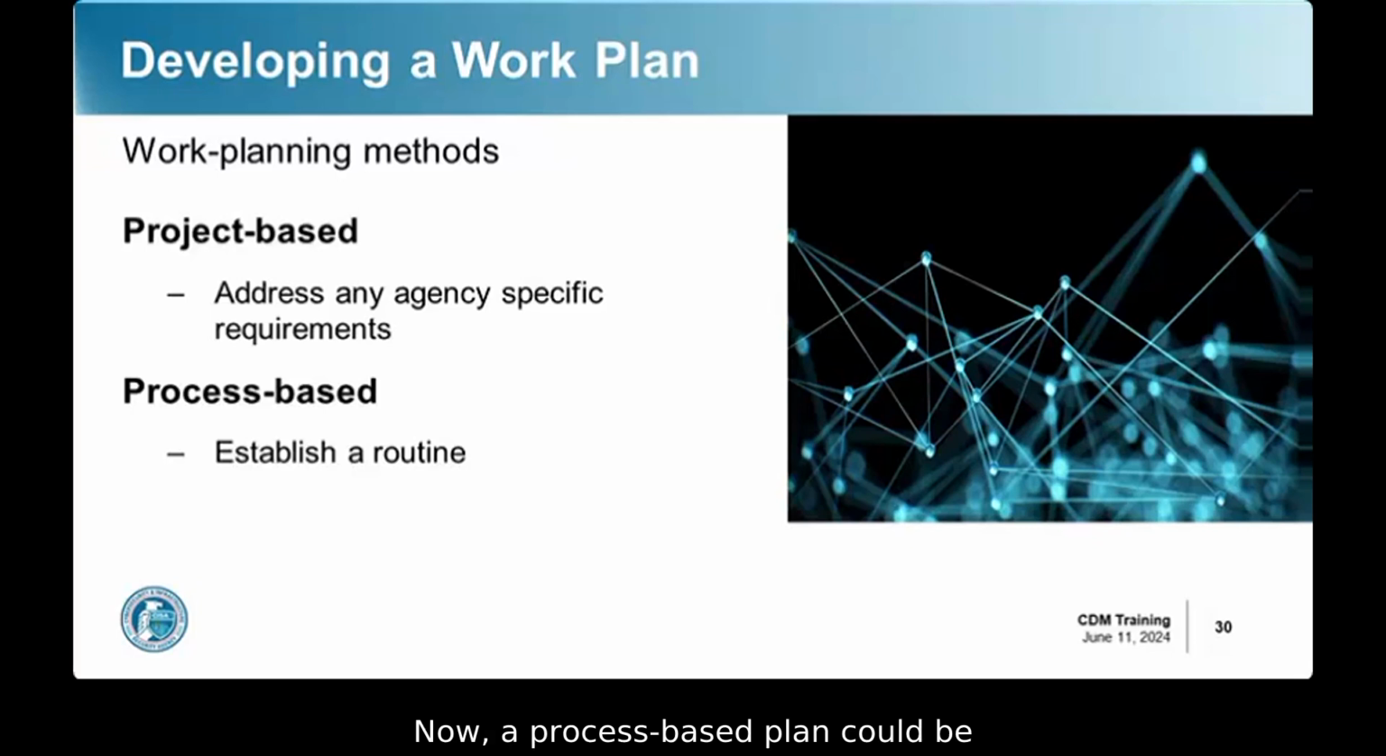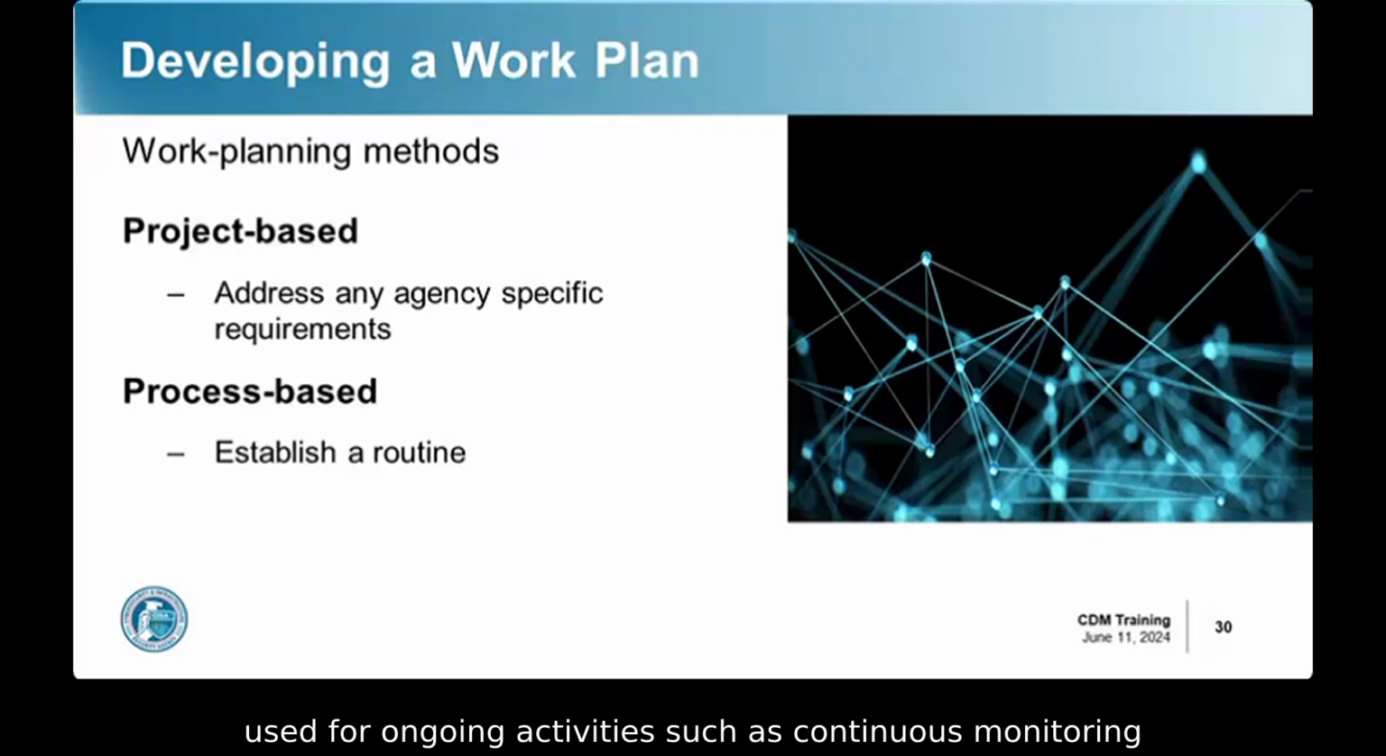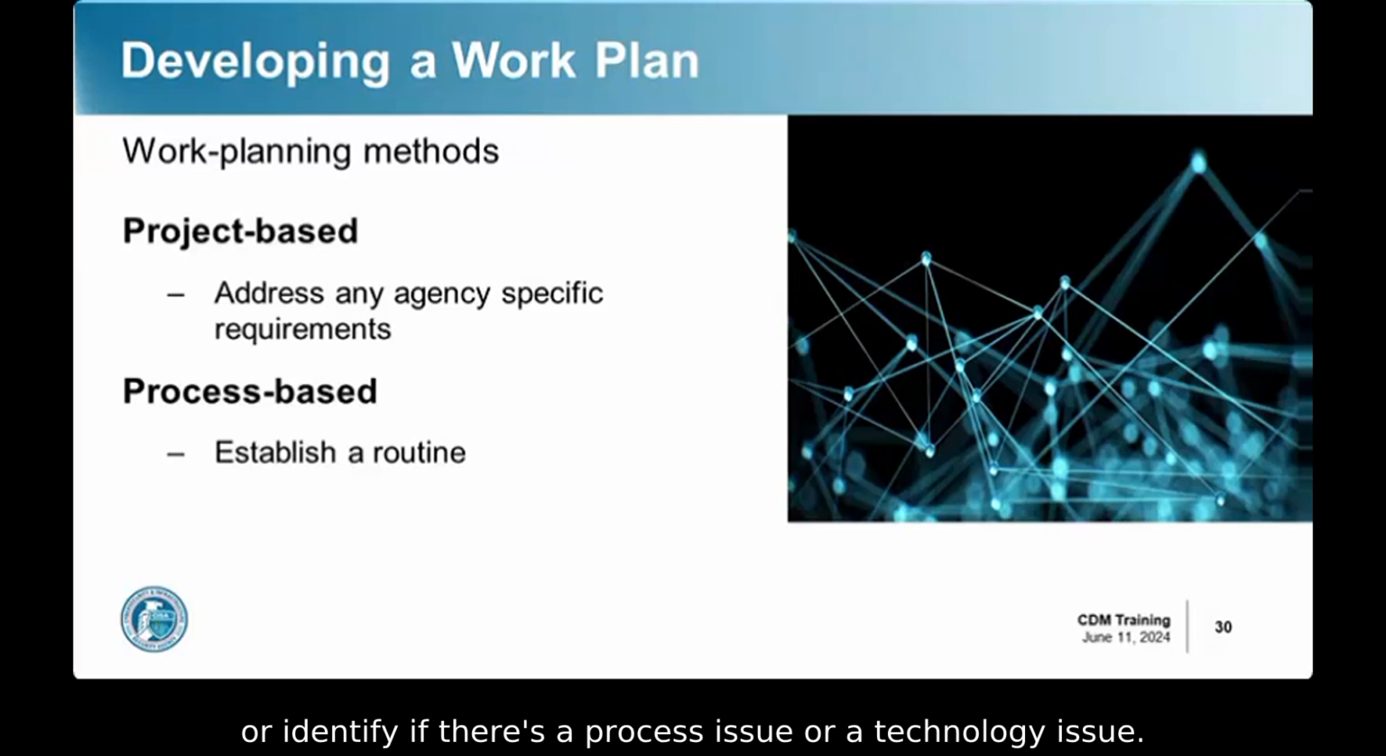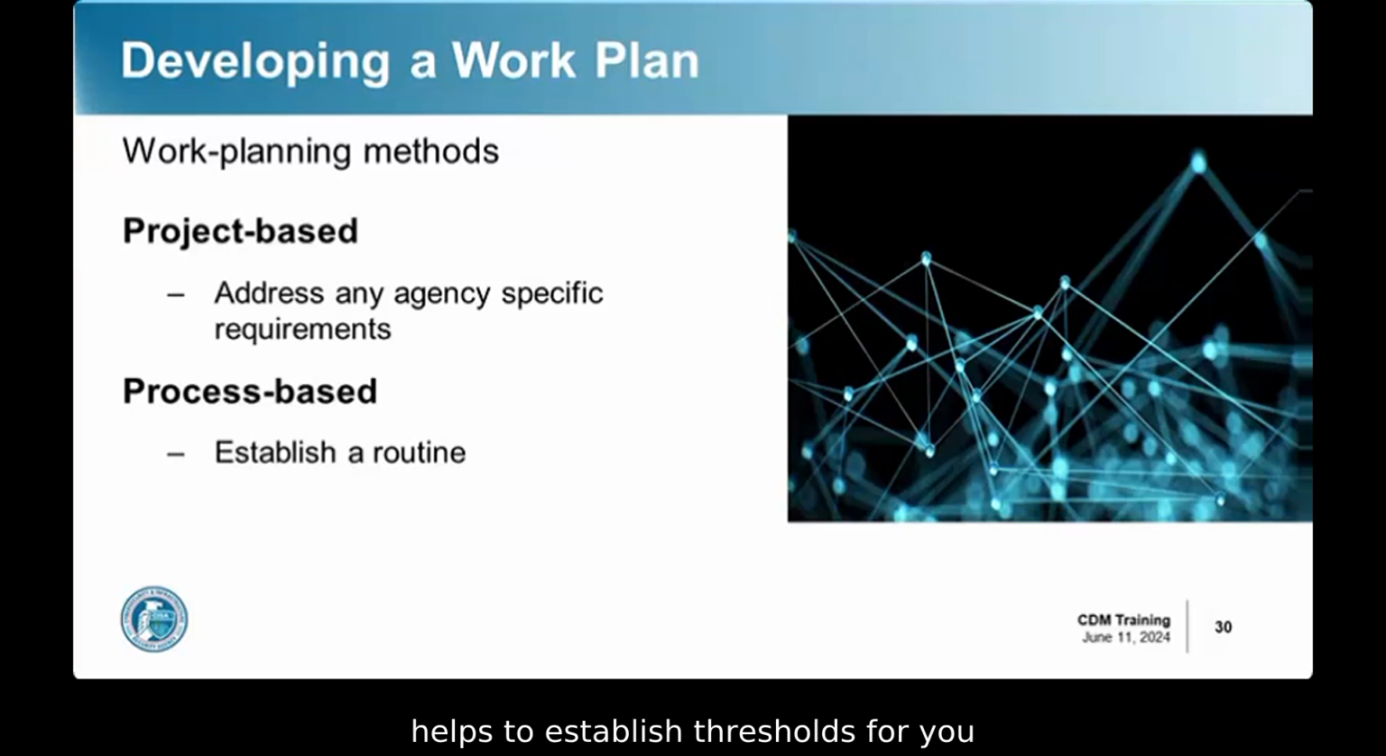Now, a process-based plan could be used for ongoing activities, such as continuous monitoring procedures, routine outputs, that kind of thing. Process-based plans might use the agency dashboard to analyze reports on a daily, weekly, or monthly basis. You can use this type of plan to do things like trend analysis or identify if there's a process issue or a technology issue. Not everything is a technology issue. Having a work plan and establishing a routine helps to establish thresholds for you and your staff to know what issue to prioritize.